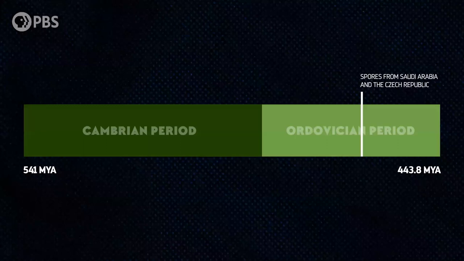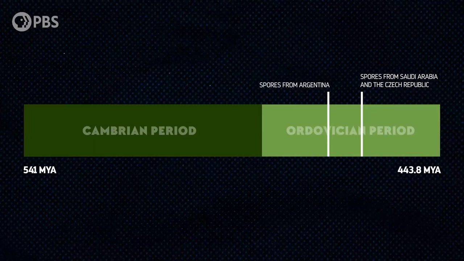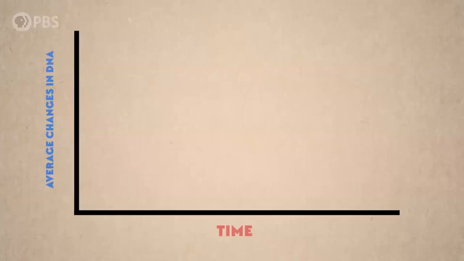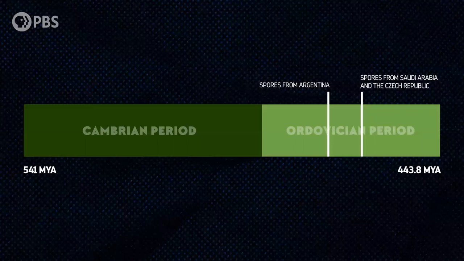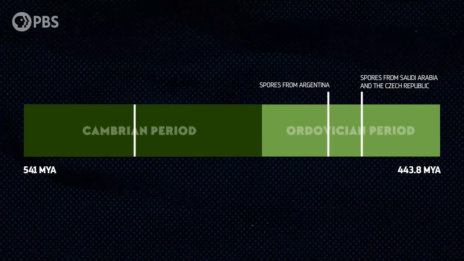But paleontologists think that the arrival of plants on land actually happened even earlier, based on dates produced by the method known as the molecular clock. By looking at the average number of changes in DNA over time, scientists can calculate when a type of organism evolved on Earth. And this method puts plants on land at least 515 million years ago, right in the middle of the Cambrian period. And it looks like land plants started diversifying almost as soon as they left the ocean.